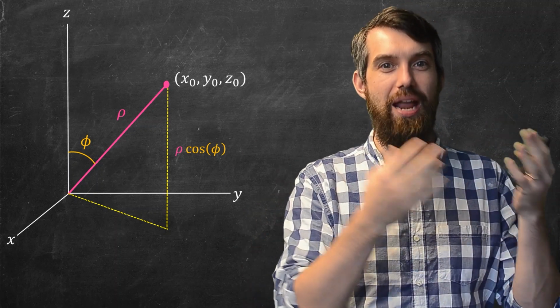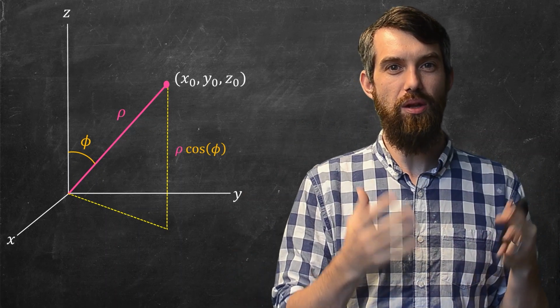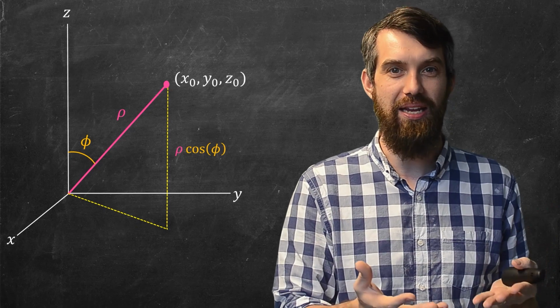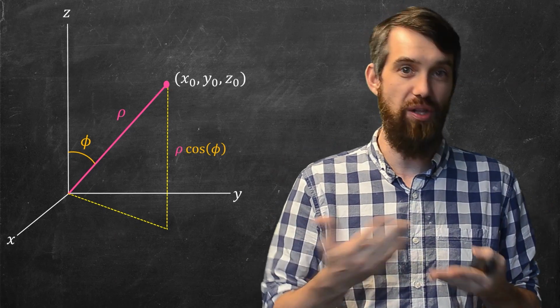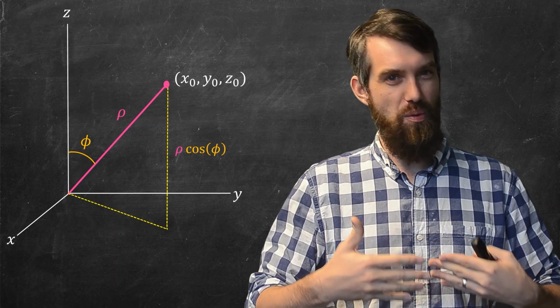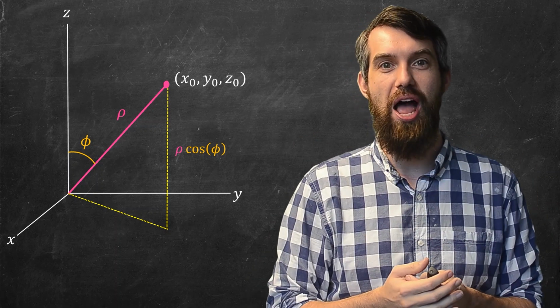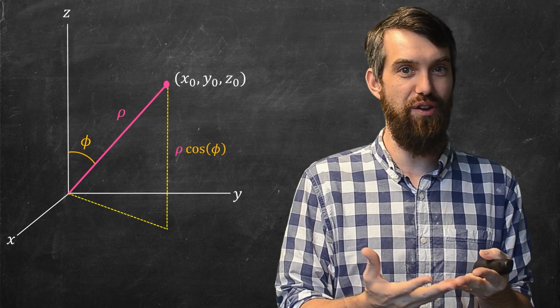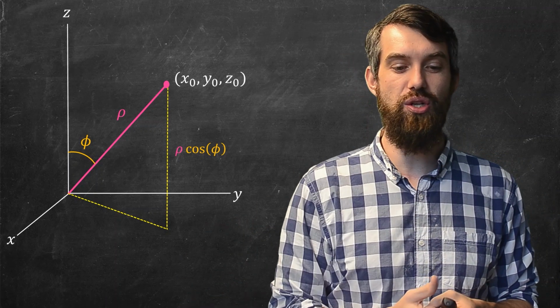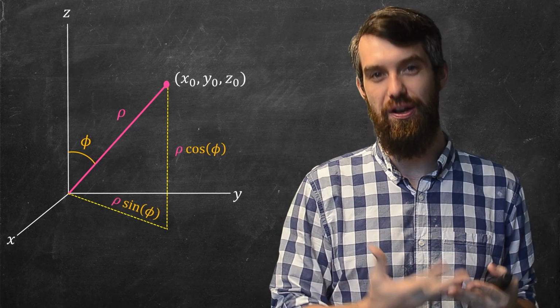What about the x component and the y component? Well, look at this dotted line that occurs in the xy plane. It's the projection of the line between 0 and my point down onto the xy plane. I can figure out the length of that line by the same triangle that I used to figure out the rho cosine. In the xy plane, this is just going to be rho sine of phi.